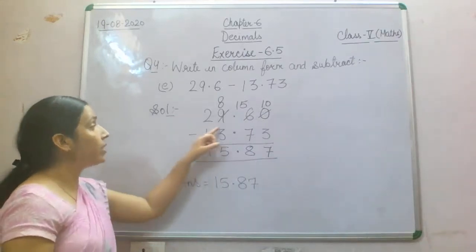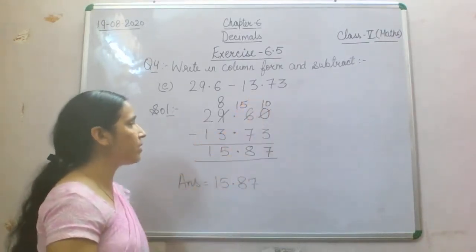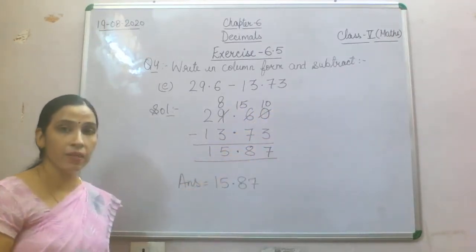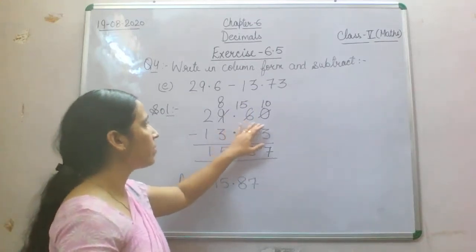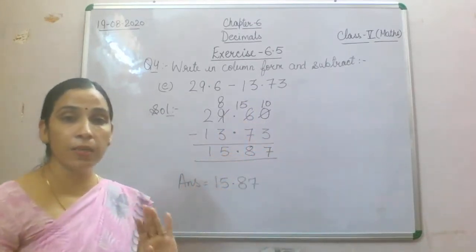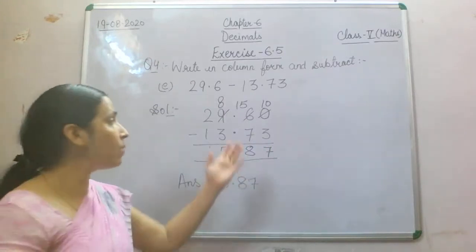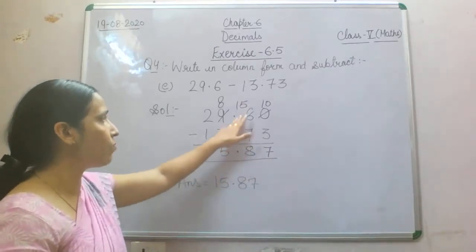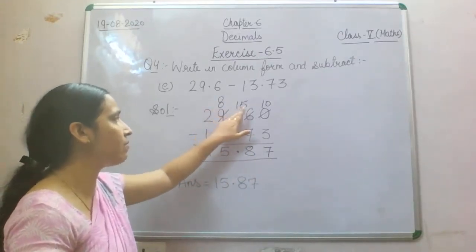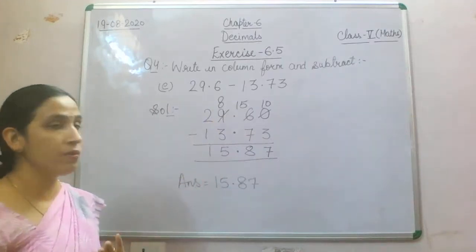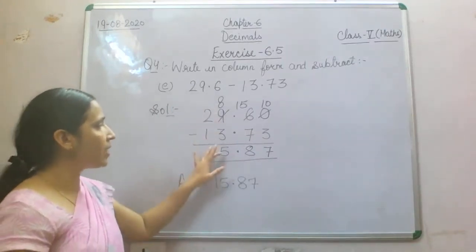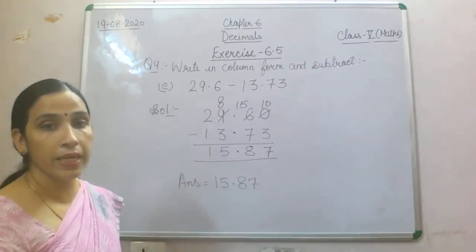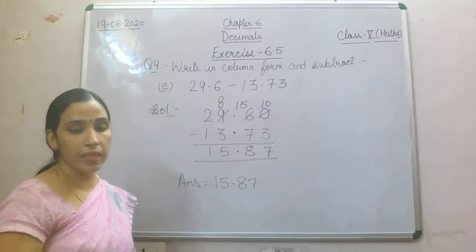Then we will subtract 29.60 minus 13.73. Then we will subtract here 10 minus 3. What will we get? We will get 7. And now from this 0 we cannot subtract 3. So what will we do? We will borrow. So this will become 5. Again 5, from 5 we cannot subtract 7. So 5 will borrow from here. This will become 8 and this will become 15. 15 minus 7, what will you get? 8. And 8 minus 3, 5. 2 minus 1, 1. You will get it. What is the answer here? 15.87. So with this we have completed our E part.